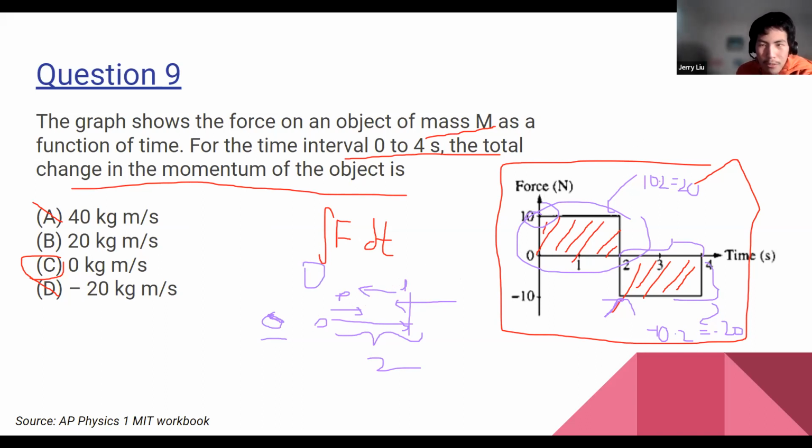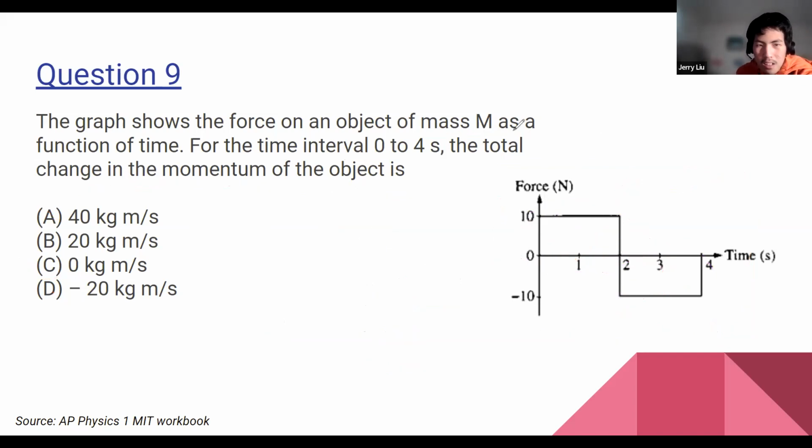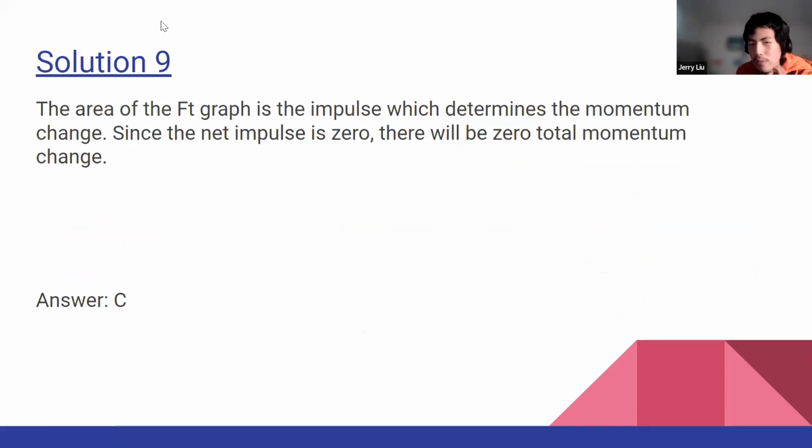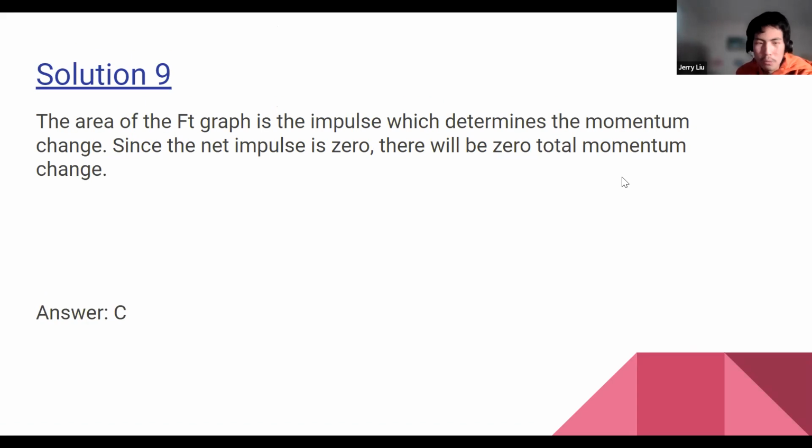So does everyone understand that? Okay. So the area of the F-t graph is the impulse, which determines the momentum change. The net impulse in this case is 0, so there will be 0 total momentum change. So the answer was C.